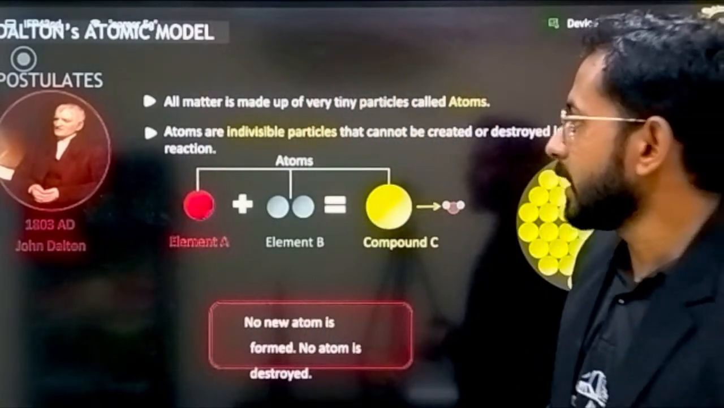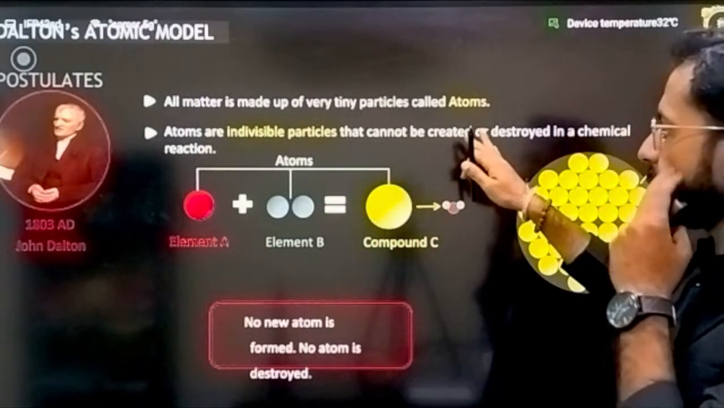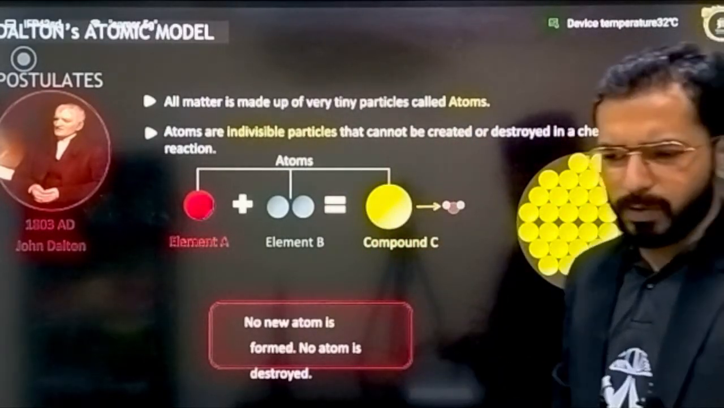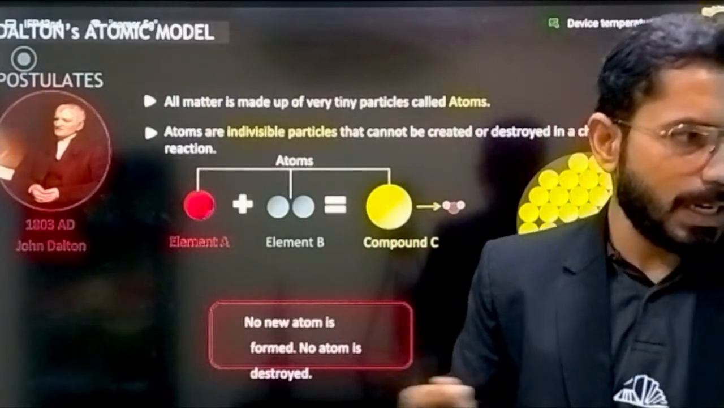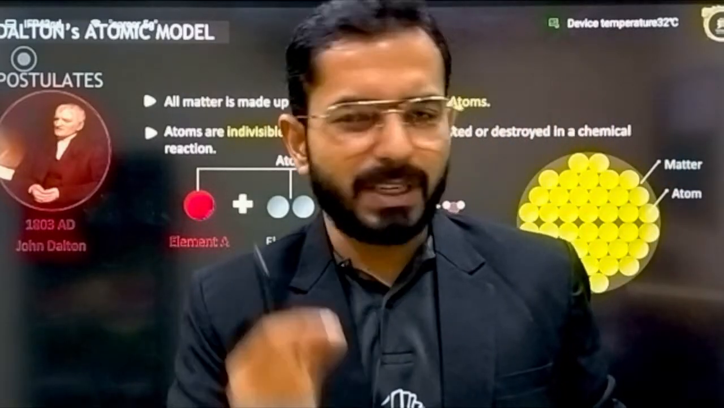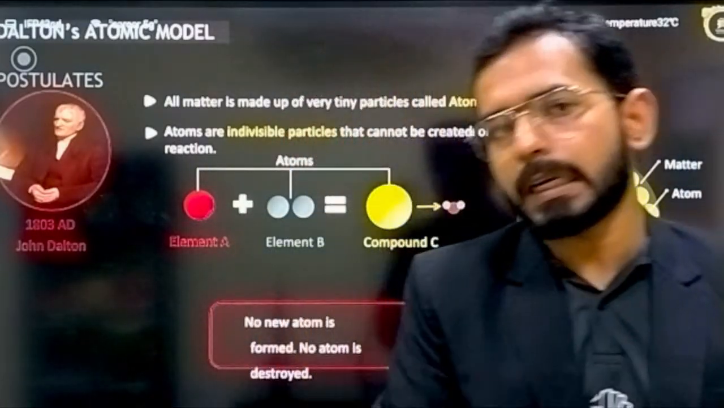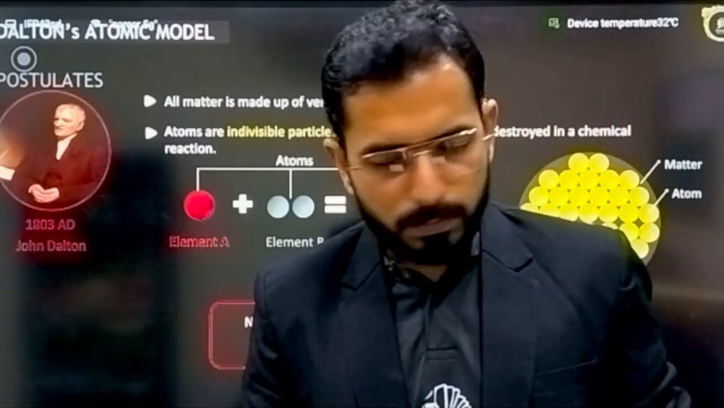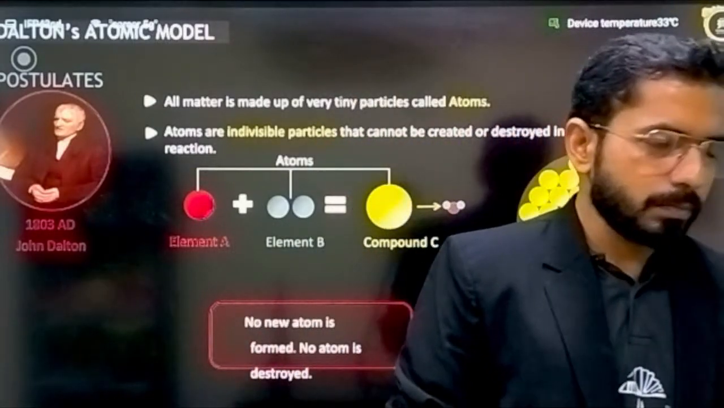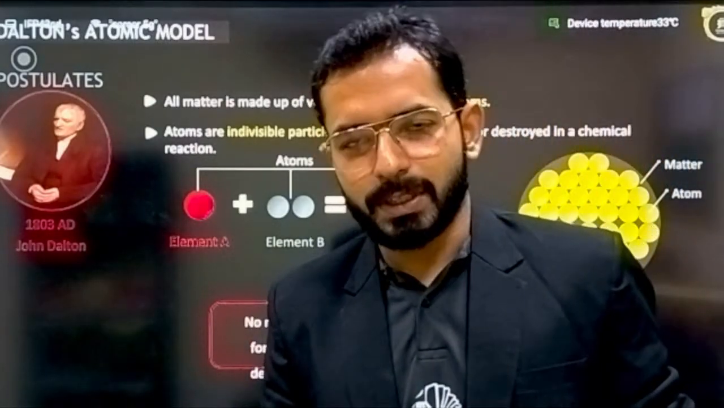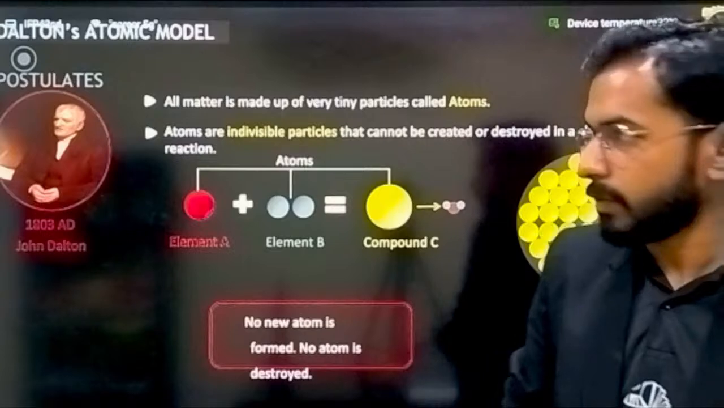What Dalton says: all matter is made up of very thin particles called atoms. Whatever the matter that you have in your surroundings, all these things are made up of very thin particles, and that thin particle is called what? Atom. Already it was concluded that it is the smallest unit. Smallest unit means you already understand, so it was a very obvious thing.